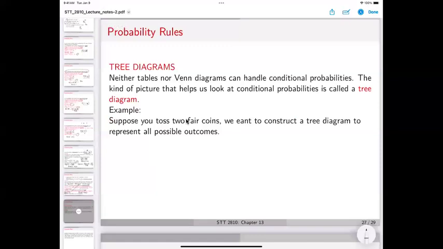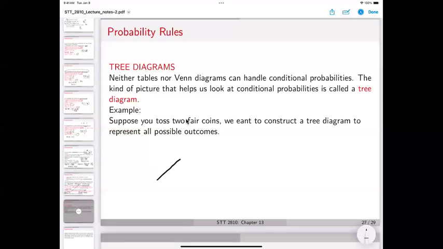Okay, now let's learn how to construct tree diagrams. Tree diagrams help us to handle conditional probabilities more easily. And so with tree diagrams, we are going to learn how to use pictures. So for example, let's do an easy one. Suppose we toss a coin. Suppose you toss 2 fair coins. We want to construct a tree diagram to represent all the possible outcomes.